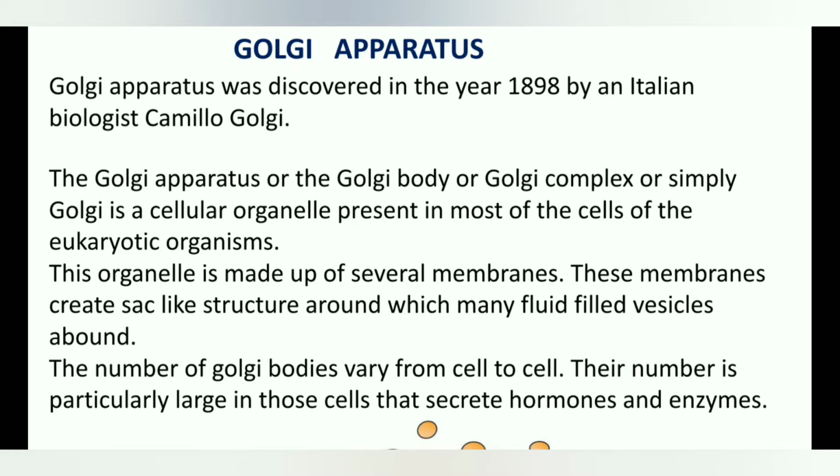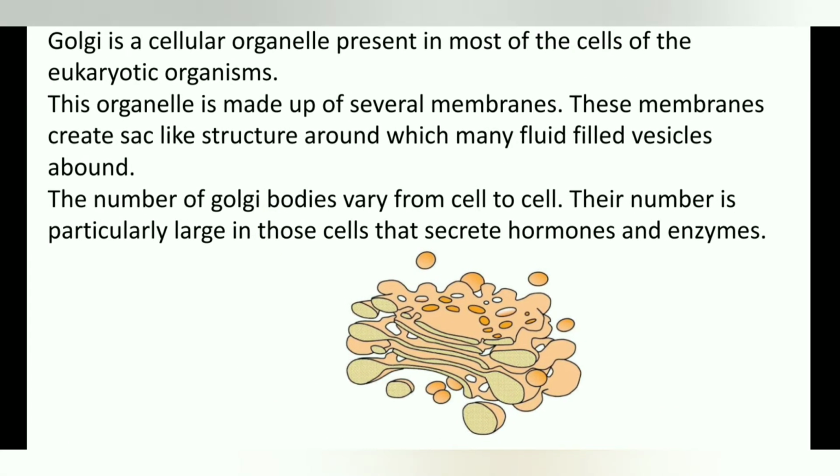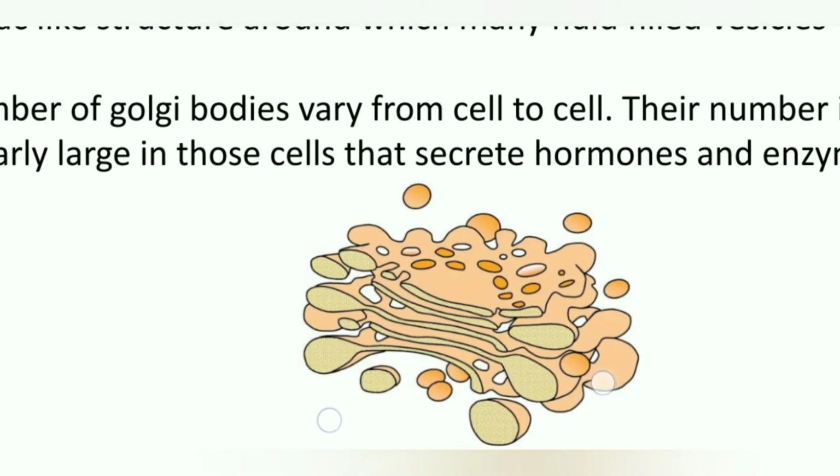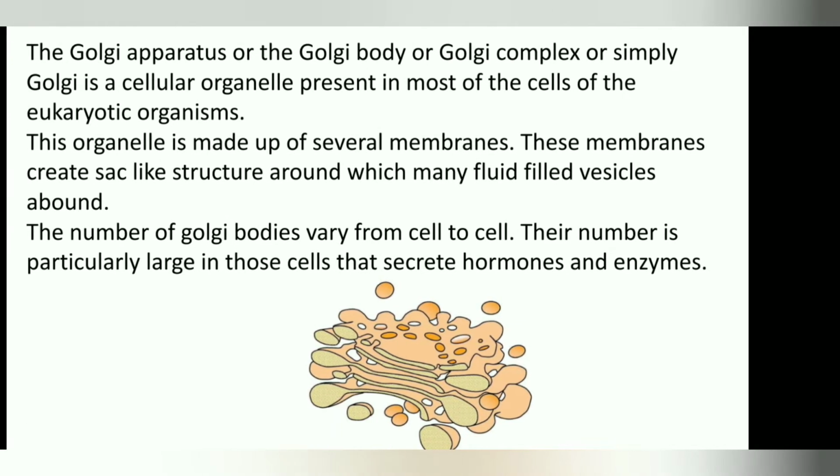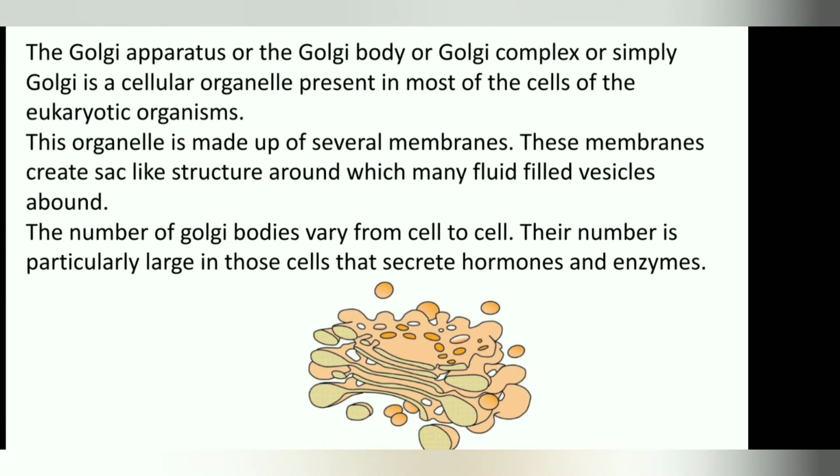It is a cellular organelle present in most of the cells of eukaryotic organisms. This organelle is made up of several membranes, as you can see in the picture. These membranes create sac-like structures around which fluid-filled vesicles are present. The number of Golgi bodies varies from cell to cell. Their number will be more in those cells that secrete hormones and enzymes.